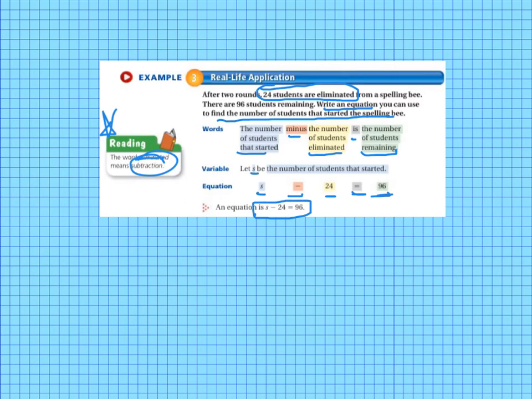So you'll notice they'll say an equation is, because there are a couple of different ways to write this. So you could also say 96 plus 24 equals S. Or you could say S equals 96 plus 24. Or you could flip this one around and say 96 equals S minus 24. So there are a few different ways you can write this. So when they say an equation is, that means that there's more than one correct answer. So you might have a correct answer sometimes, and it just might look different from your neighbor's.